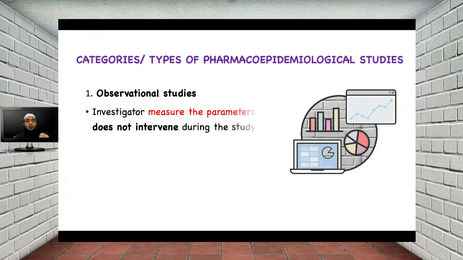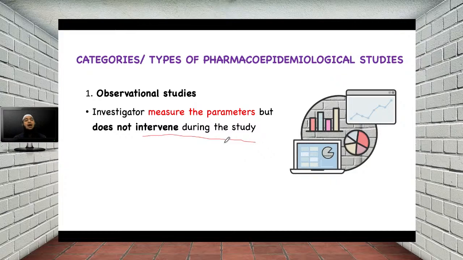So let's see what we are doing in an observational study. In an observational study, the investigator measures the parameters but does not intervene during the study. So he doesn't control what medicine is to be given to the patient. He will not change the protocol. He has recruited patients to whom the physician has already prescribed a certain set of drugs, and other patients to whom the physician has prescribed another set of drugs, right?